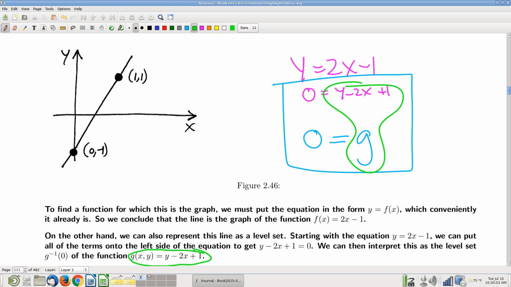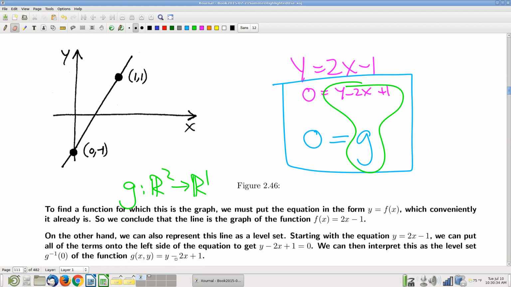So is this line a level set of a function? Yeah, it is. It's a level set of this function. Note that this is a function from R2 to R1. So this function has two input variables, x and y. There they are. You can see them right there in the formula. It has one output value. That one output value is, well, the formula. It's y minus 2x plus 1. We're good? Everybody happy?